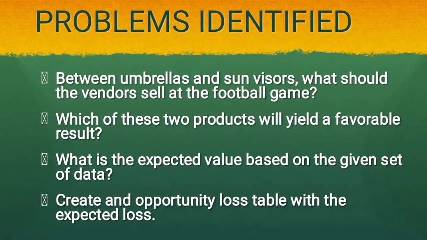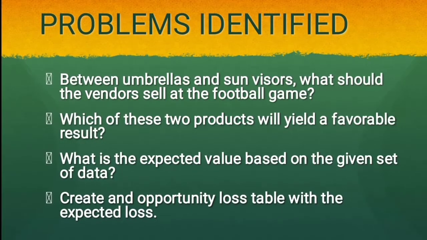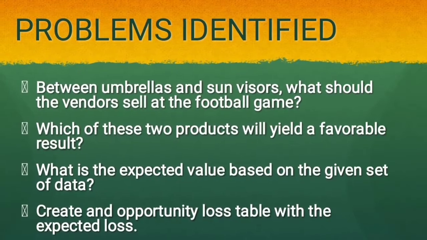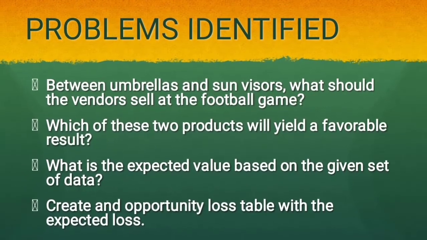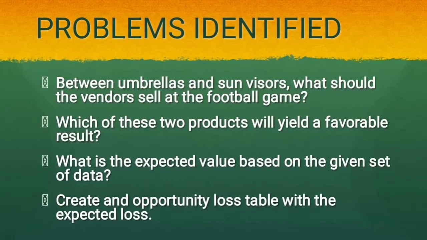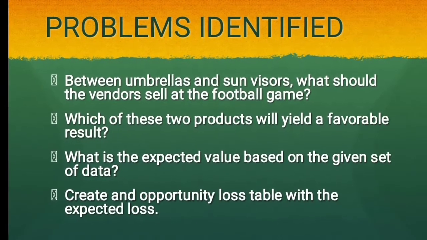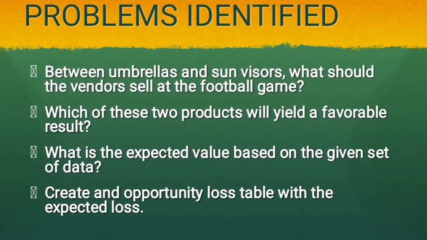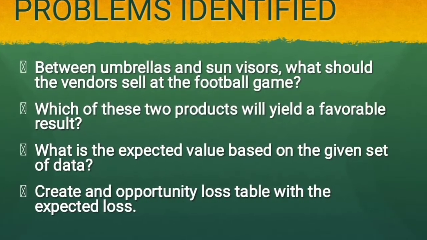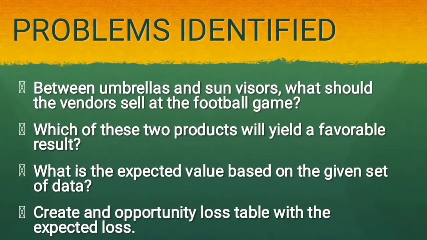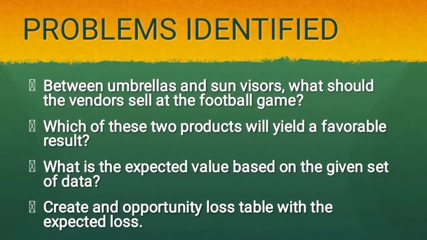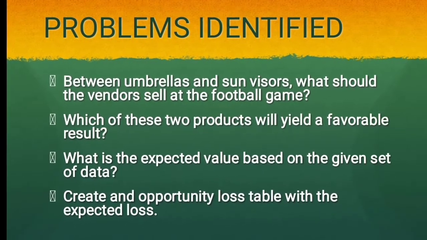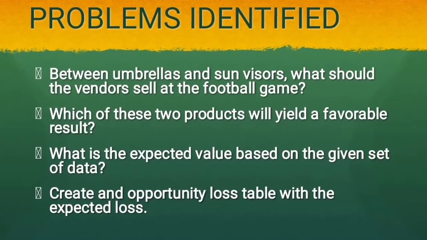So the first problem would be, between umbrellas and sun visors, what should the vendors sell at the football game? Second, which of these two products will yield a favorable result? Third, what is the expected value based on the given set of data? And the last is, create the opportunity loss table with the expected opportunity loss. These last two problems will identify the answers to number one and number two, and will also give the sellers recommendations and advice on whether to sell these products or not.